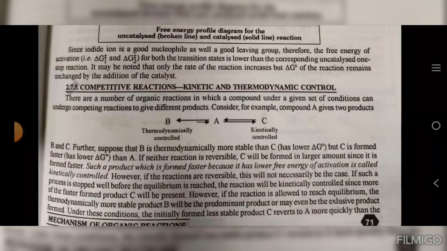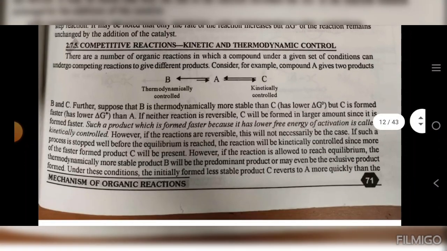Since iodide ion is a good nucleophile as well as a good leaving group, the free energy of activation for both the transition states is lower than the corresponding uncatalyzed one-step reaction. It may be noted that only the rate of the reaction increases, but ΔG of the reaction remains unchanged by the addition of the catalyst.